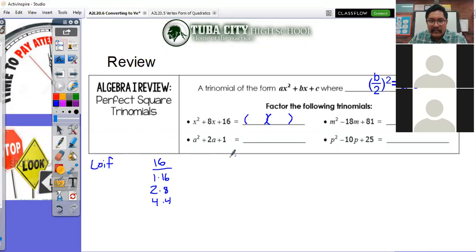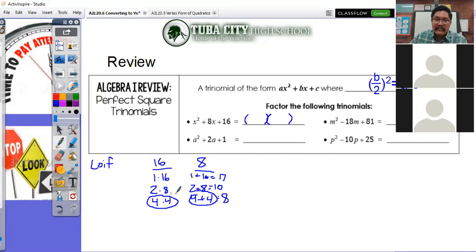Now, to get the middle number, we're trying to get 8. So what we do is we take these exact same factors and add them together. So 1 plus 16 is 17, so that's not 8. 2 plus 8 is 10, so that's not what we're looking for. 4 plus 4 equals 8. So these 2 numbers multiply to 16, and they also add to 8. So that means the numbers that go in here are 4.